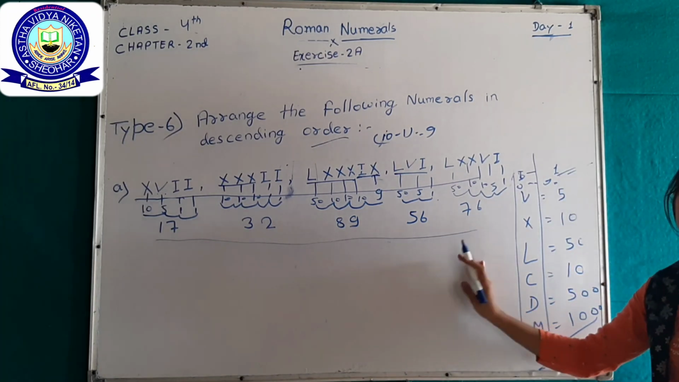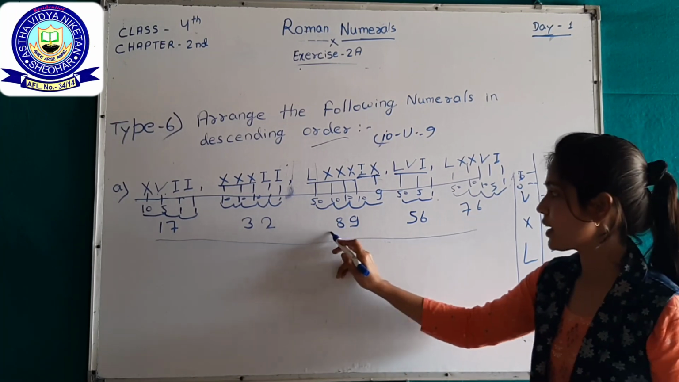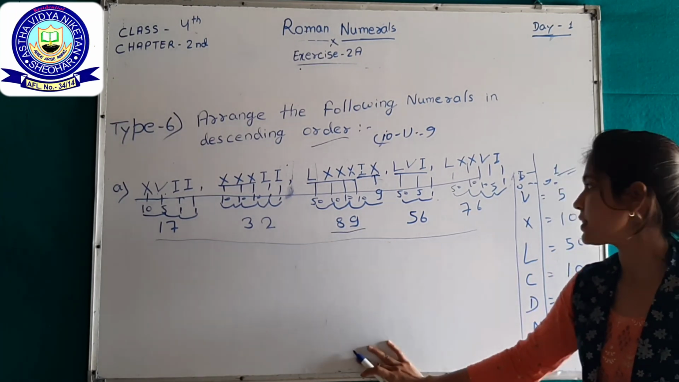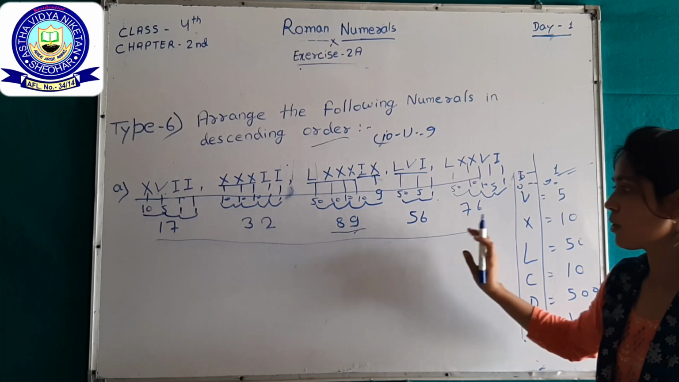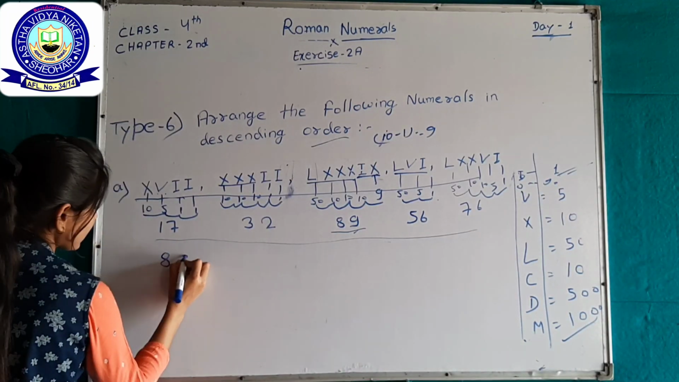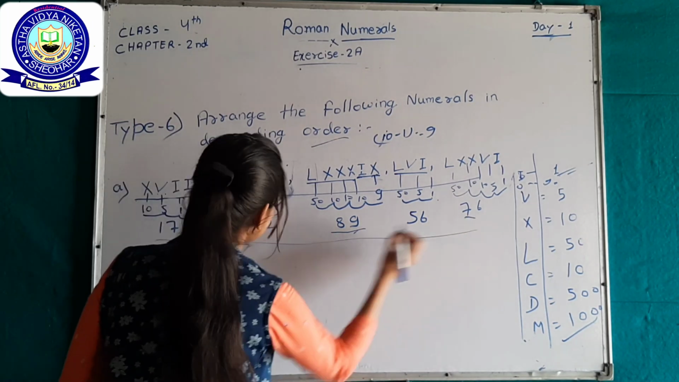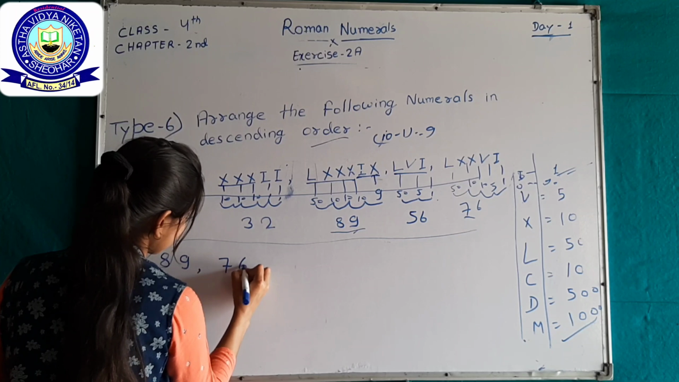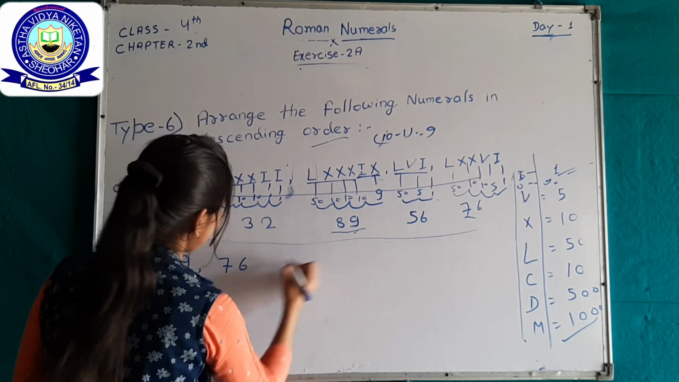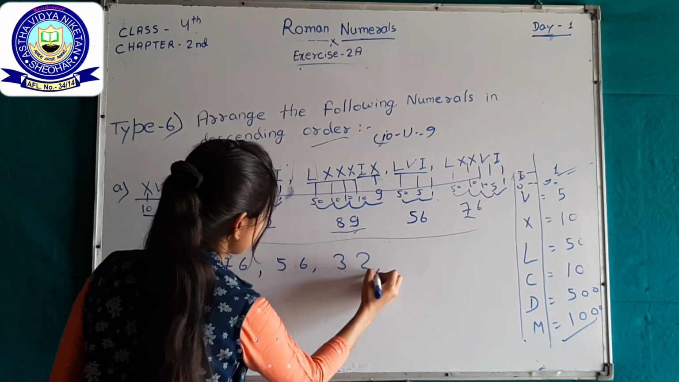And now you have to write it in descending order. In descending order, first of all, you have to write the largest number of the given series. 89 is the largest number of this given series. So write here 89 and then 76 and then 56 and 32 and last 17.